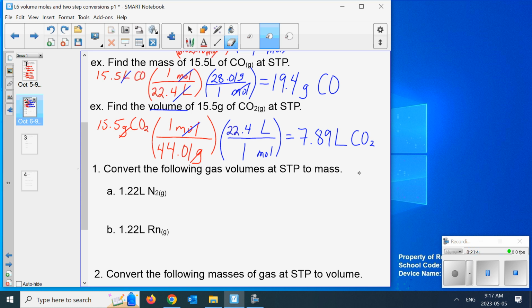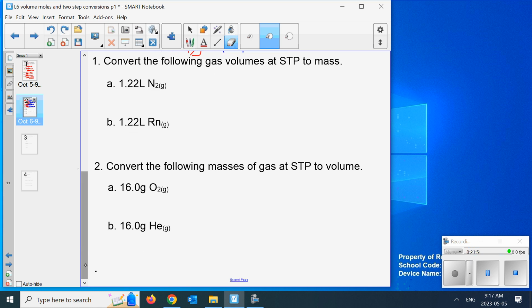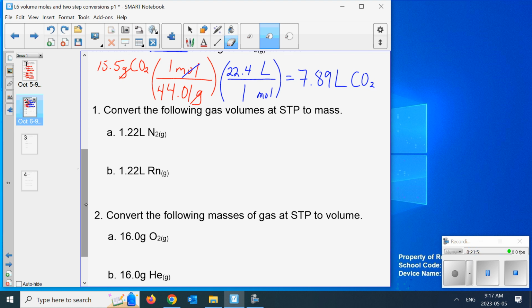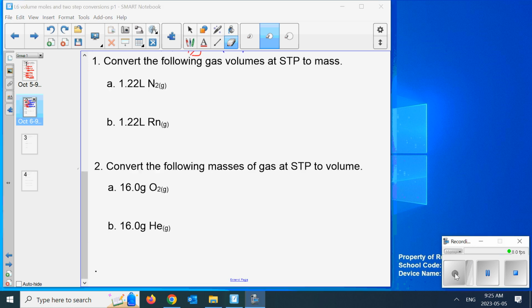All right. I have 4 questions for you to do. The following are gases, so you're going to be using 22.4 possibly. You're given grams in the second one, you're given liters in the first one. You want to get to grams in the first one, and you want to go from grams to liters in the second. So do those right now. We'll take them up in class before we leave.